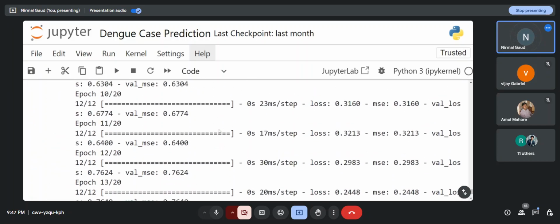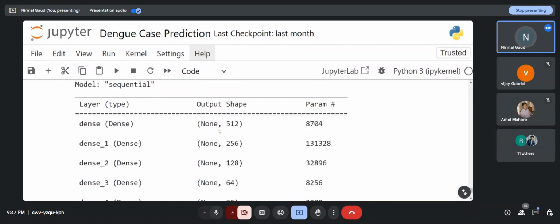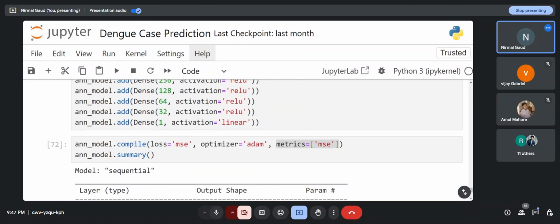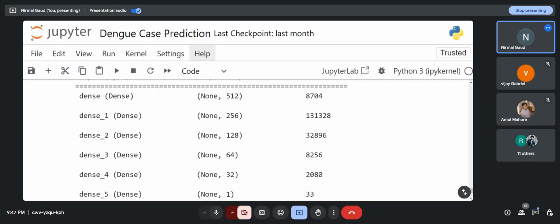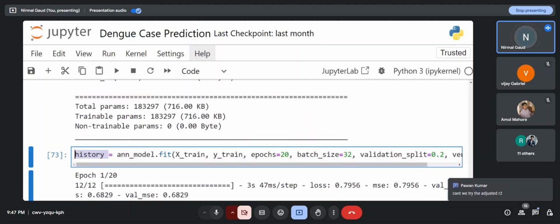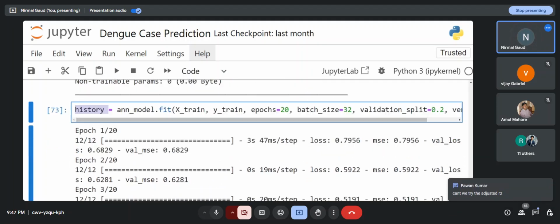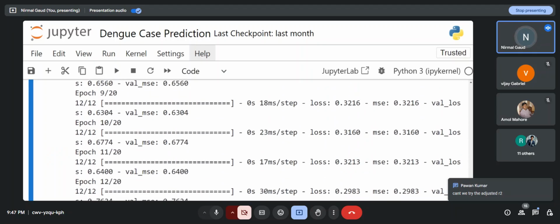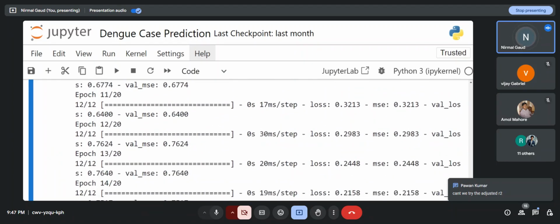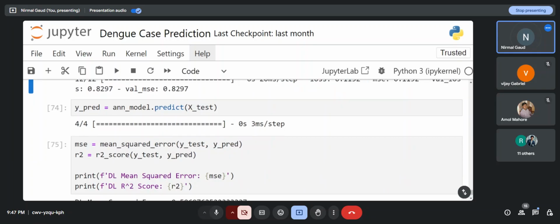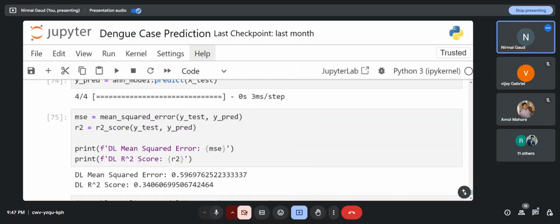You can make a plot for MSE also. I think I forgot to make a plot. You can make a history plot also. Here is the history. Now you can make a plot for MSE between the training and validation errors. I forgot, maybe you can include it. I have already given the code. You can refer to the previous code.